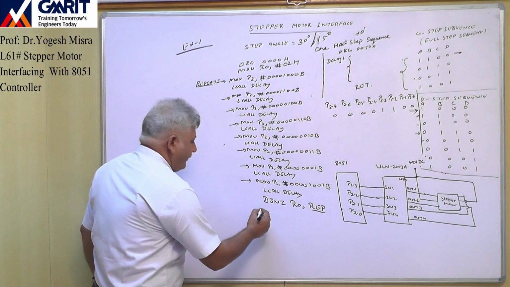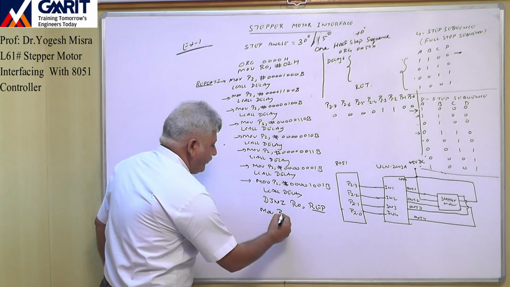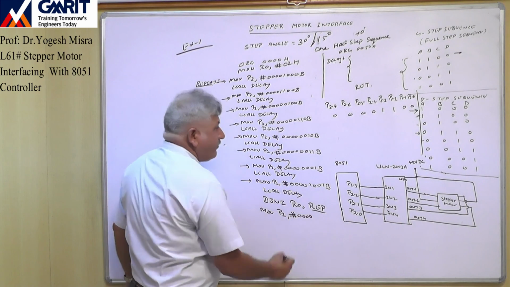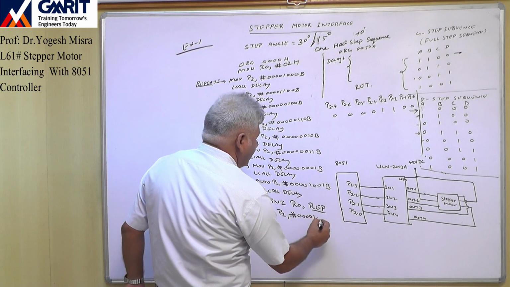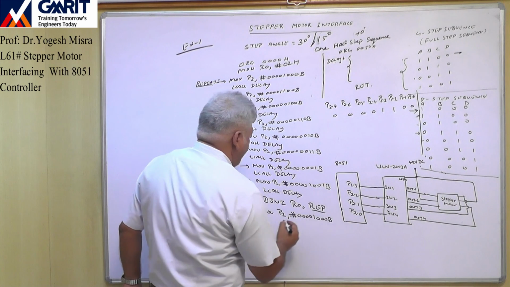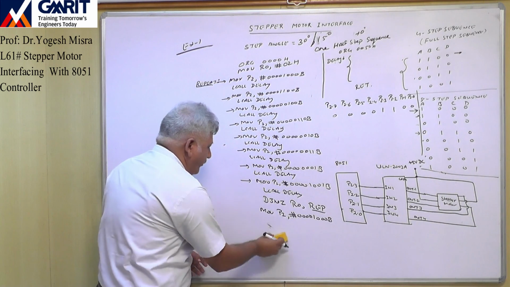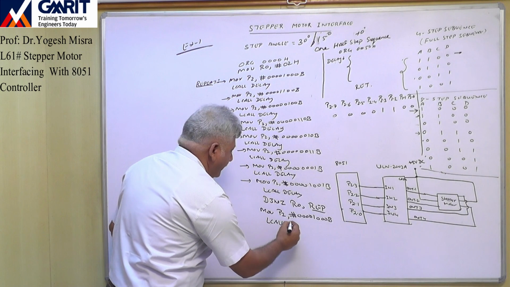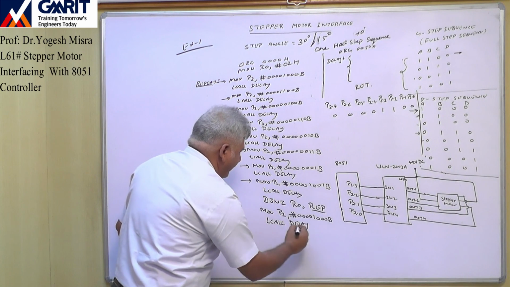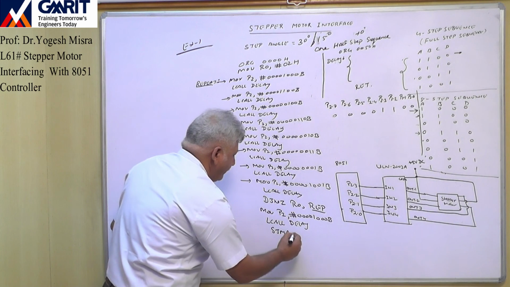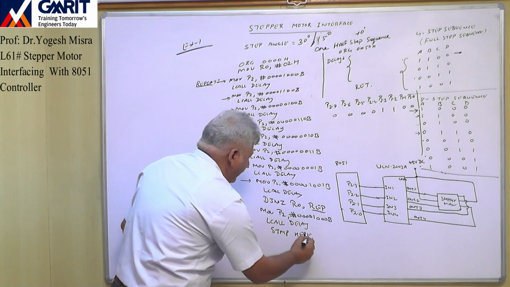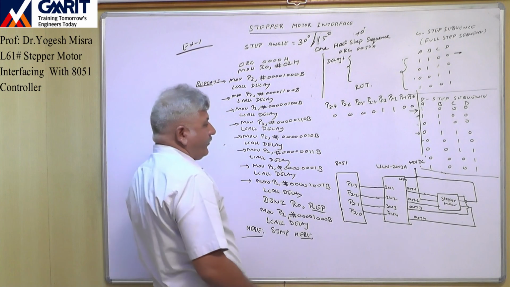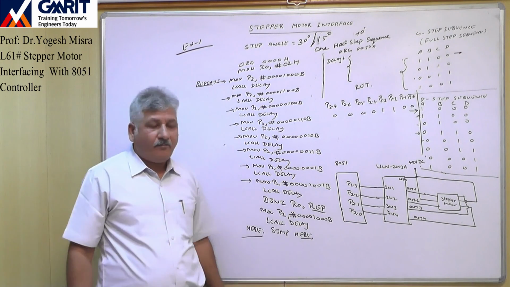So here we will write move P2, hash 0000 1000 B. And after this I'll call delay, then S jump here. So in this way we can achieve 255 degree.